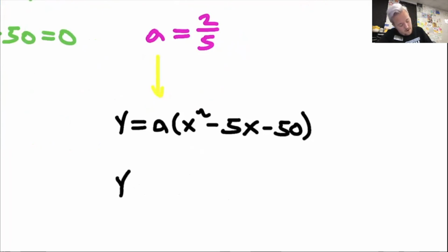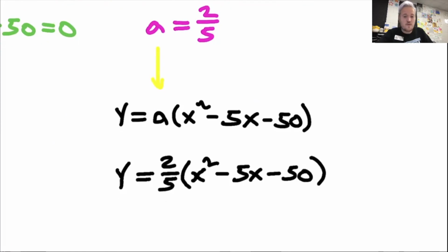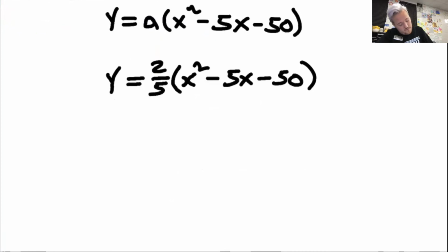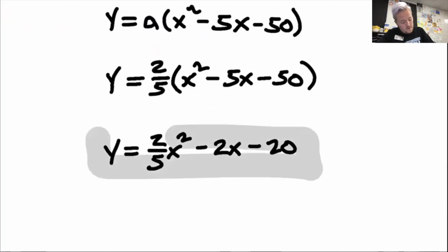So I'm going to have y equals 2/5 parentheses x squared minus 5x minus 50. So when you distribute, you will get 2/5 x squared minus 2x minus 20. So this is your final equation right here.